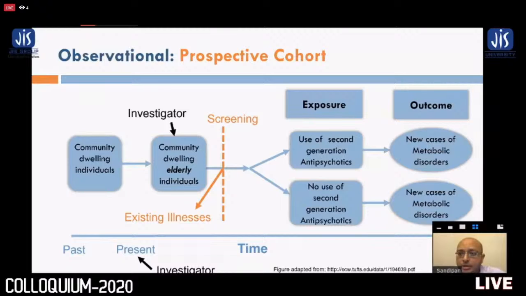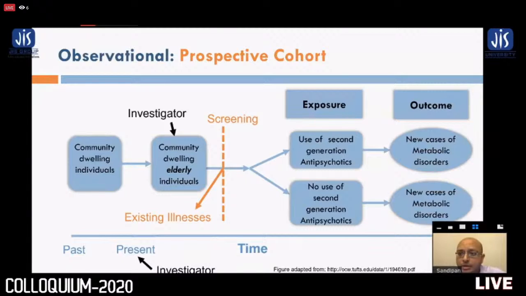in your follow up, there are many people who will not show up. Many people will pass away, die, or they may move away for many different reasons. So you are not able to follow them up properly. You lose them. So these are some of the disadvantages of your prospective cohort study, right?